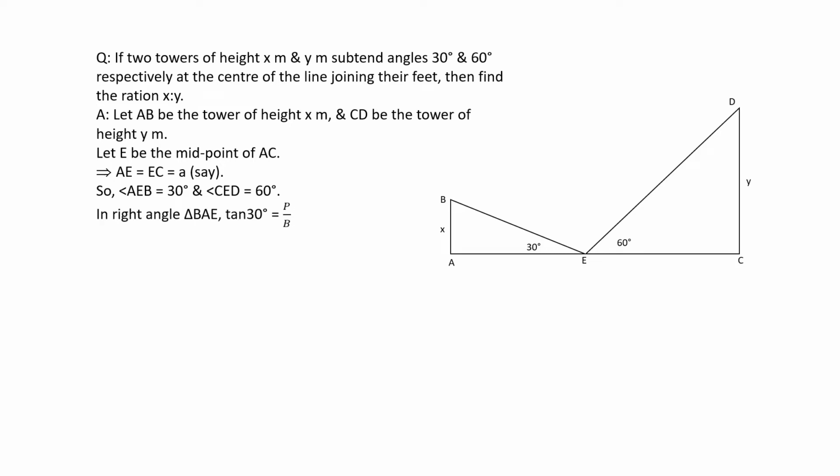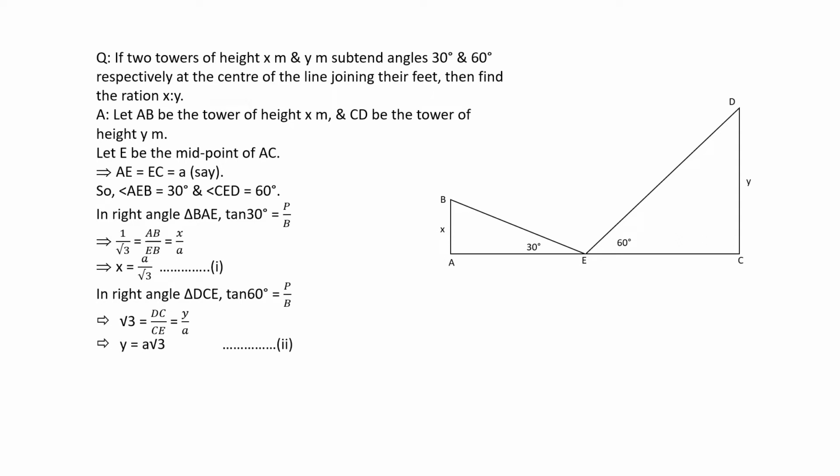Now, in right angle triangle BAE, tan of 30 degree equals P by B, or putting the values, 1 by root 3 equals AB by EB, or you can write x by a, or x equals a by root 3. Let this be the first equation. Now, in right angle triangle DCE, tan of 60 degree equals P by B, or putting the values, root 3 equals DE by CE, which equals y by a. This implies y equals a root 3. Then this is the second equation. Now, from equations 1 and 2, x is to y is 1 by root 3 is to root 3, which is nothing but 1 is to 3. Hence, x is to y equals 1 is to 3 is the answer.